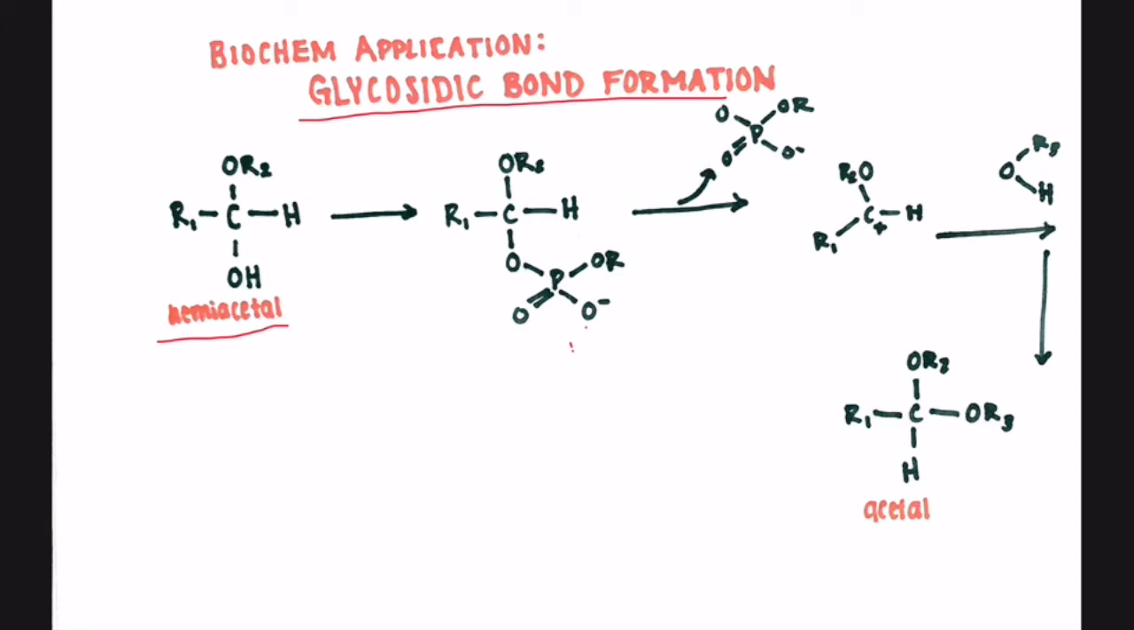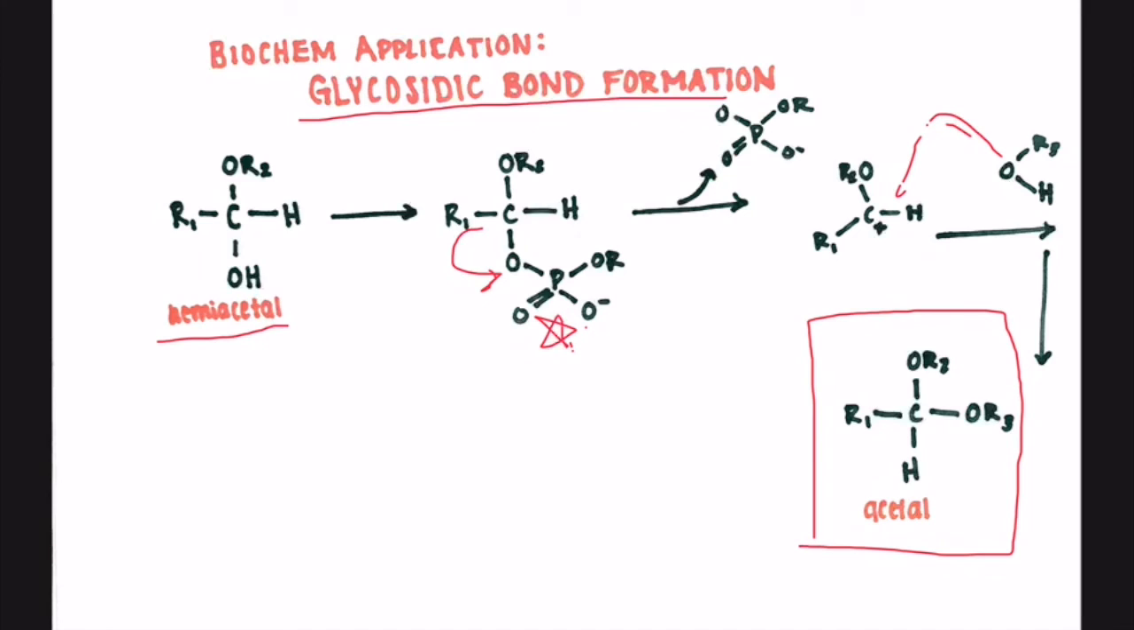thus making it a good leaving group. Once the leaving group departs and leaves a resonance-stabilized carbocation, a nucleophilic alcohol group on the growing polysaccharide attacks the highly electrophilic carbocation. A base then deprotonates to remove the extra hydrogen and an acetal is formed. Once again, this is a simple SN1 reaction.